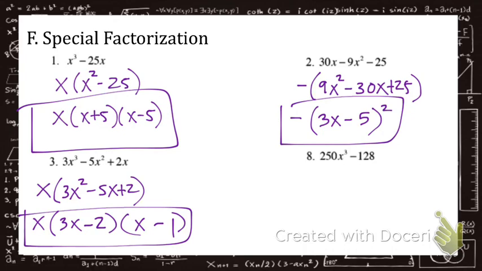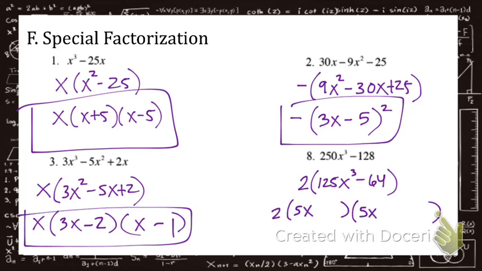And last but not least, 250 and 128 both have a common factor of 2. So if I take that out, I get 125x cubed minus 64. And that is a difference of cubes. So a difference of cubes is factored as: the number that cubes to make 125 is 5, so this would be a 5x and a 5x squared. Remember the pattern for difference of cubes is that whatever number cubes to make 125x cubed goes here, and then that same number squared goes here. So that would be 25x squared.